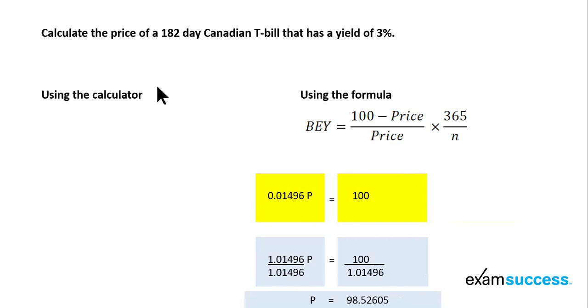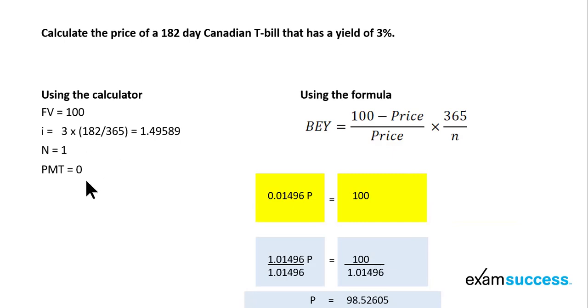If we want to use the calculator, it's a little more complicated. We'll enter the future value as 100. We'll enter the interest rate. We've got to adjust this now for the time period. This is the tricky part. We had a 3% yield. We've got to adjust this for 182 days out of 365. So we'll enter 1.4958 9 as our interest. We'll have one period. That's it. This is the tricky part, adjusting the interest and the holding period.